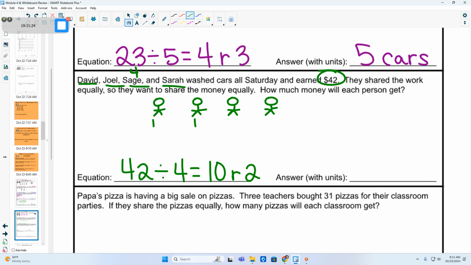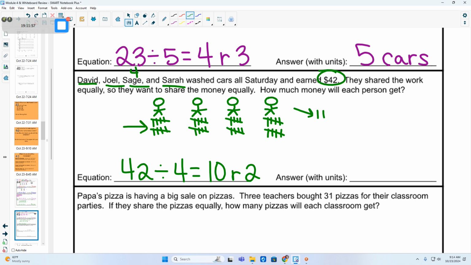$1 for you, $1 for you, $1 for you, $1 for you. That's 4, 5, 6, 7, and so on, counting up to $42. Each kid gets $10, but there's $2 left over.